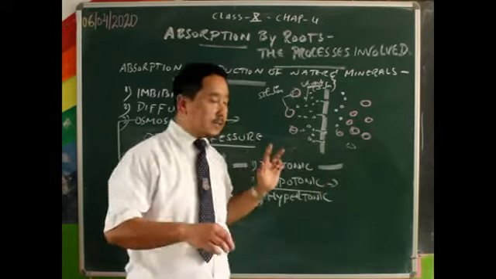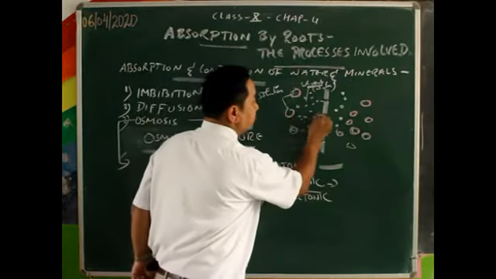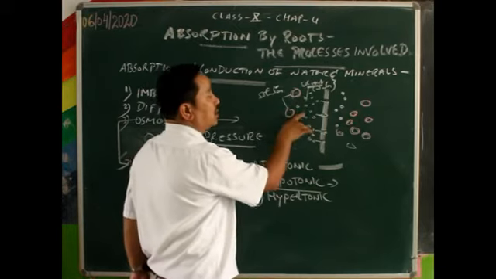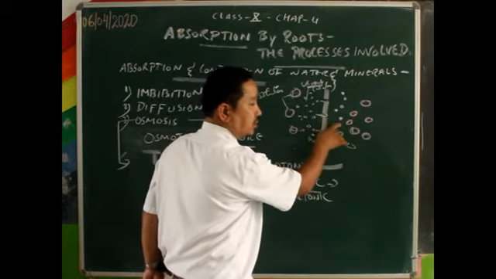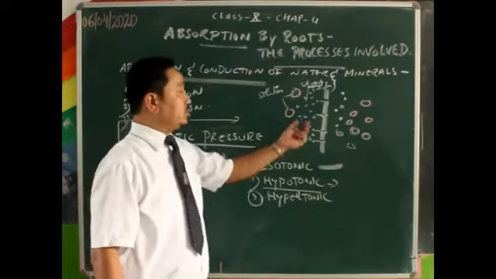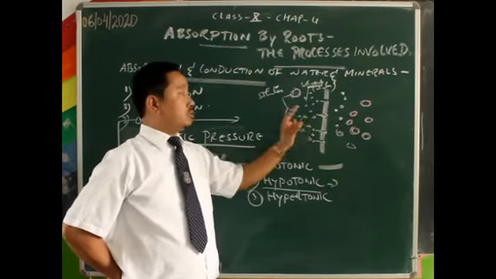So here, water flows from outside to inside. That means from a higher concentration of water molecules to a lower concentration of water molecules, through this semi-permeable membrane. So this is hypotonic. This is called hypotonic.